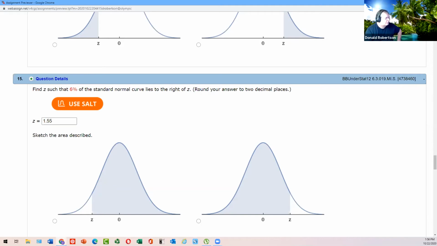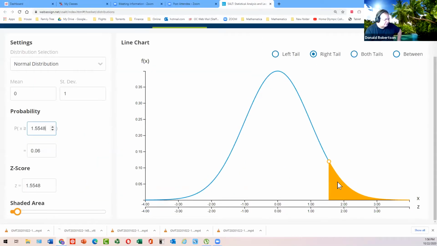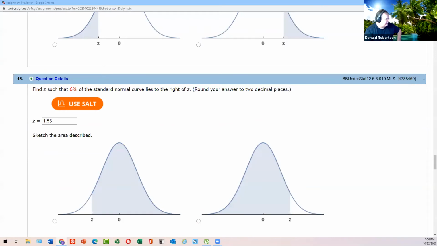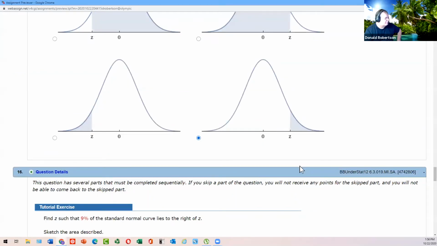And what did the picture look like? Let's see. It looked like a little bit to the right. And that would mean it would be that picture, right? A little bit to the right.